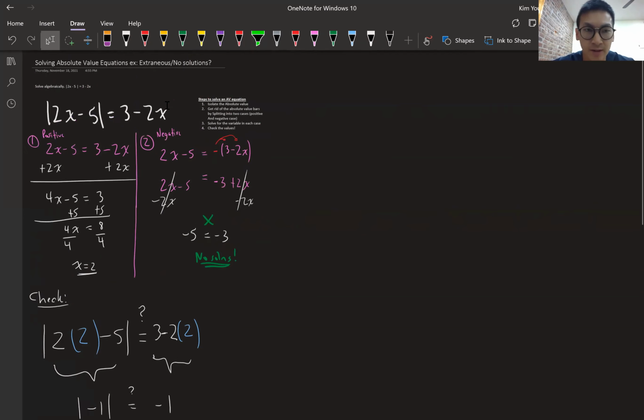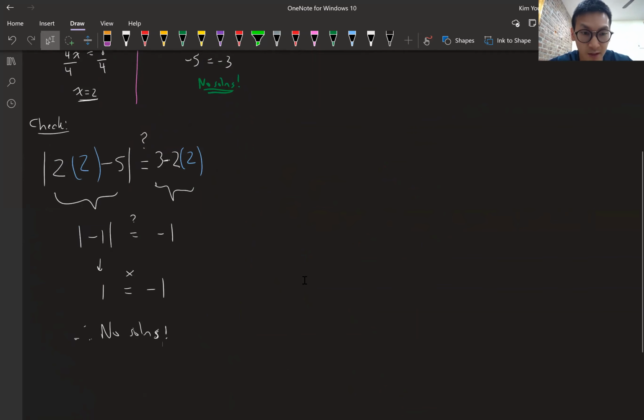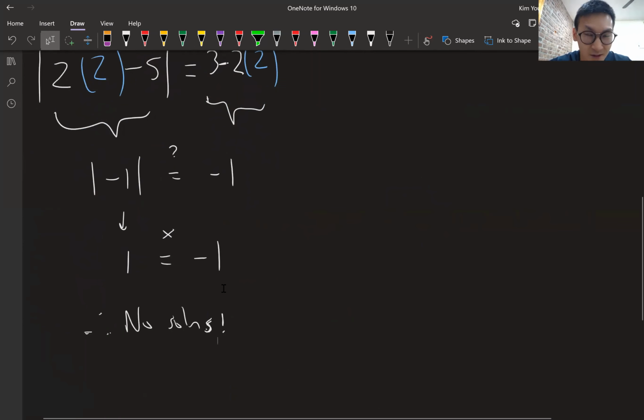There is no x value that makes this absolute value equal to this linear function. You can verify this using a graphing calculator or Desmos, and you guys should do that in your free time.